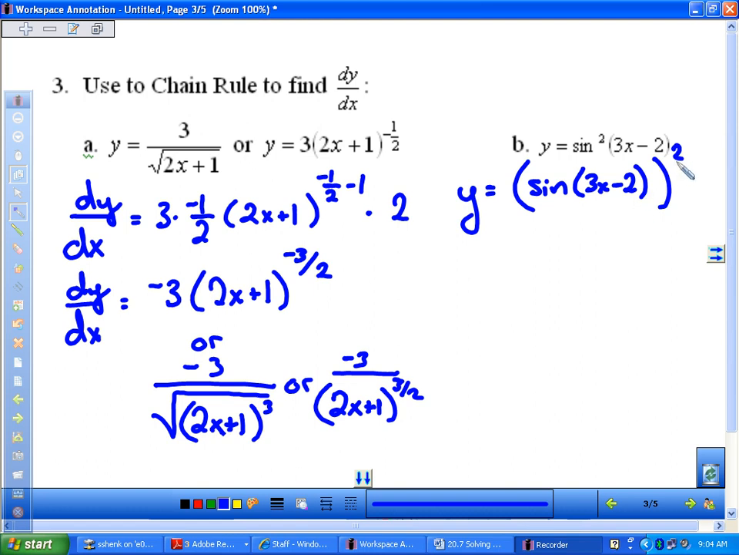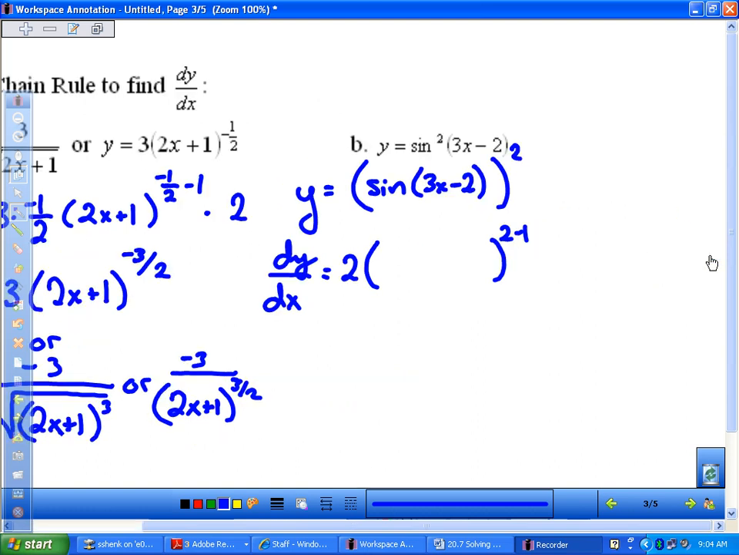The outside part is the x squared. So our derivative of a square is going to be 2 times of that quantity to the 2 minus 1. And that quantity right now happens to be the sine of 3x minus 2. Okay, so there's the derivative of the outside evaluated at the inside, times the derivative of the inside. Well, the inside is still a chain. The outside part now is the sine. The derivative of the sine is cosine, still evaluated at the 3x minus 2. And now finally times the derivative of the inside, the far inside. The derivative of 3x minus 2 is 3.